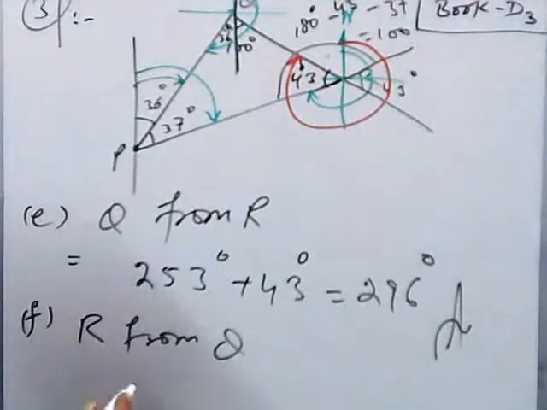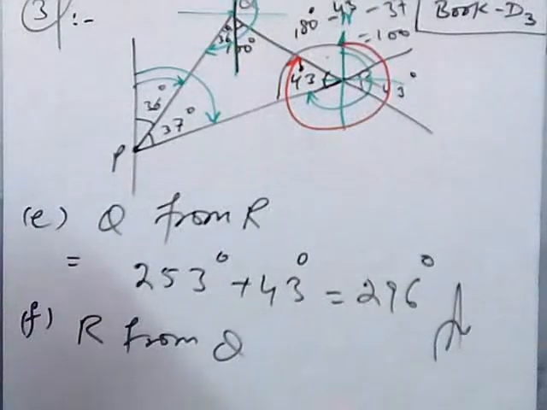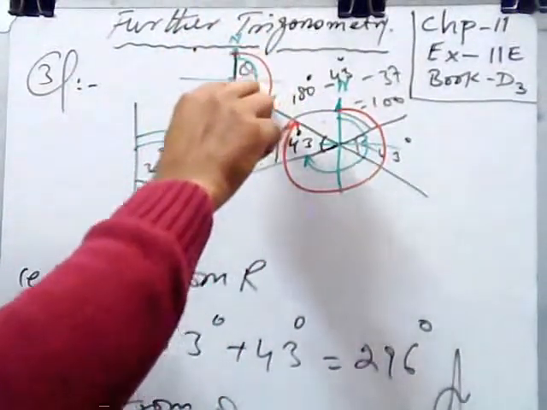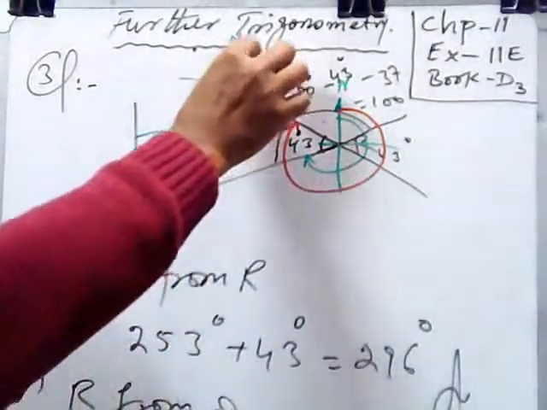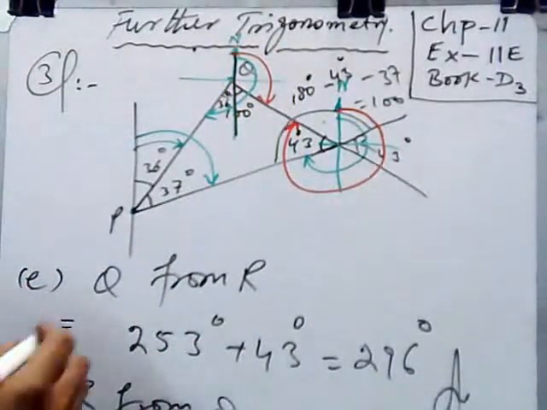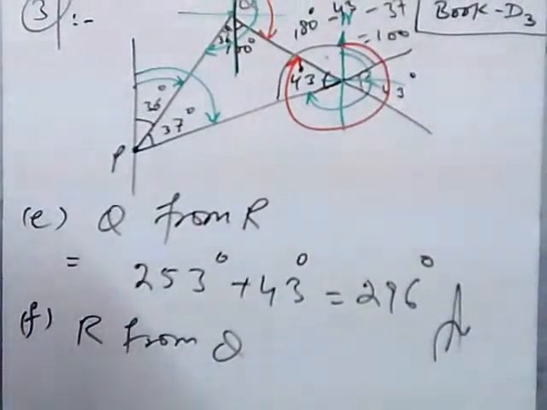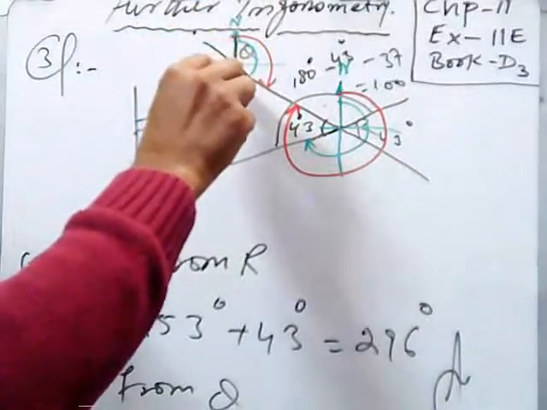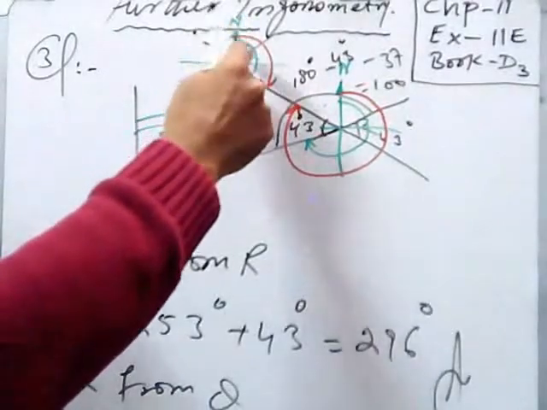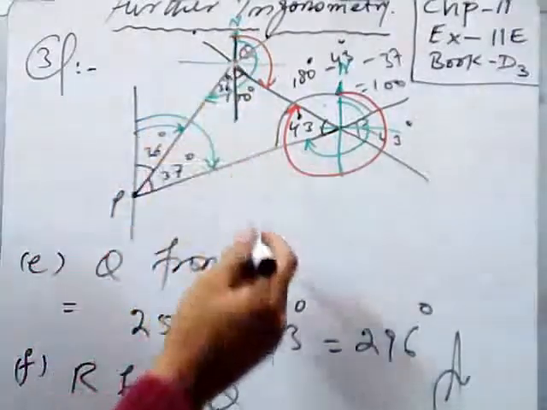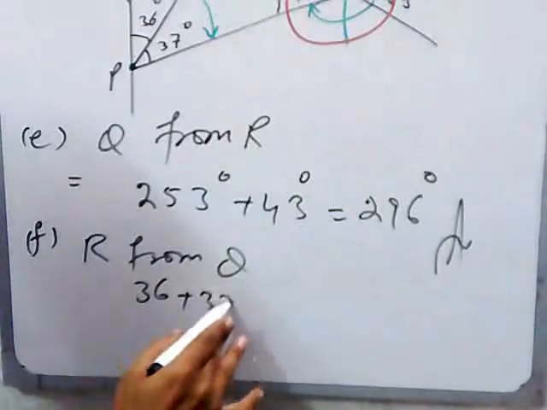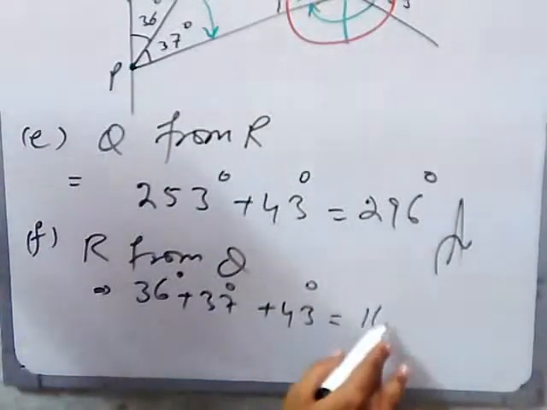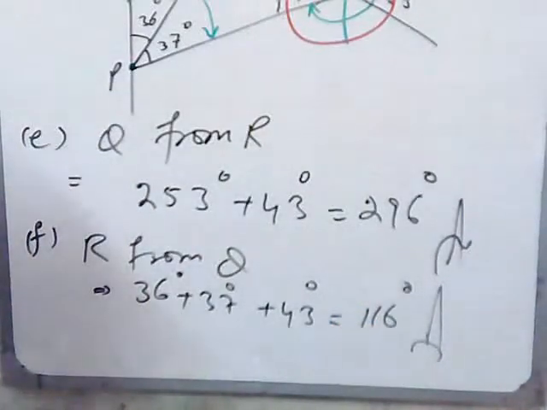Similarly, R from Q. So you have to start from Q up to R. We have only two angles to be added, that is 73. We have to turn from Q to R. We have to add these angles of 36 and 37, corresponding angles. So that is equal to 36 plus 37 plus 43 degrees. So you will get 116 degrees. So we have completed question number 3.